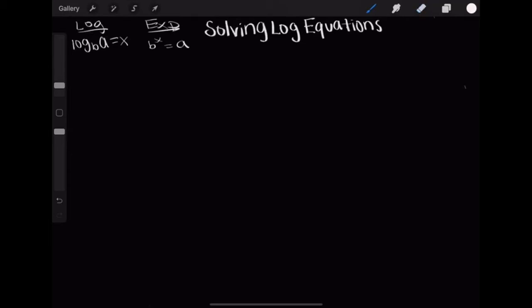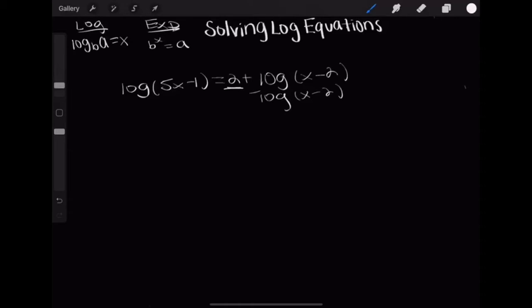Let me just write it down real quick. Now you may be thinking, oh, there are 2 logs on each side of the equal sign, so I can just drop the log and set the arguments equal to each other, but that is not the case. You have this 2 right here, so you're going to have to subtract this log over to the other side, so the logs will be on the same side.